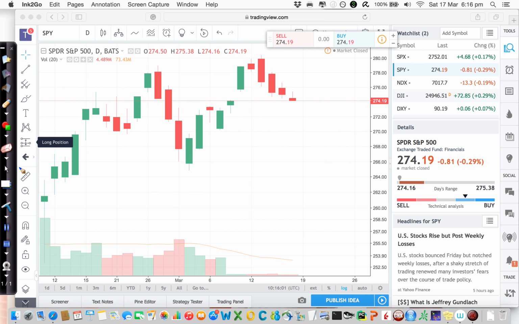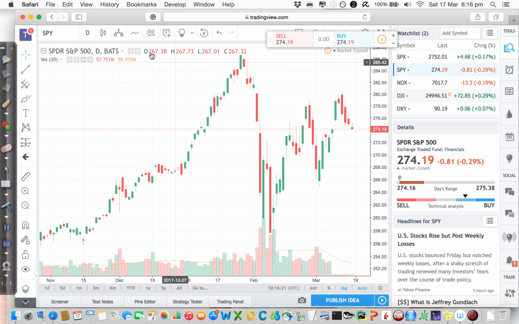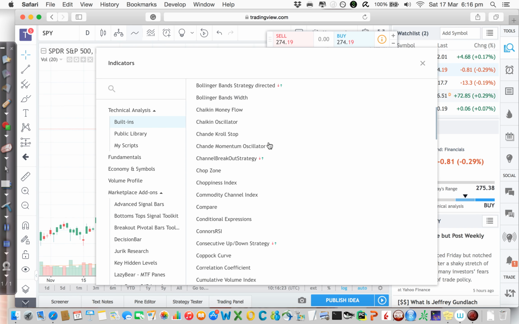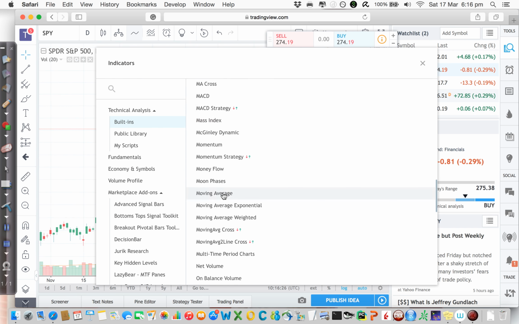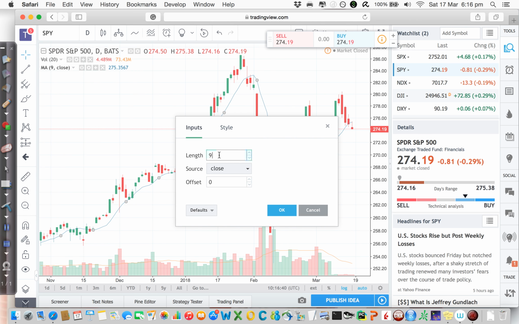Let me show you how it looks. Here I'm using TradingView. It's a very nice website where you can see a lot of charts. And if we want to add a moving average, we go here and we look for moving average, this one, and this blue line is in this case the 9 days moving average. So let's go here. You see, you can change this number.